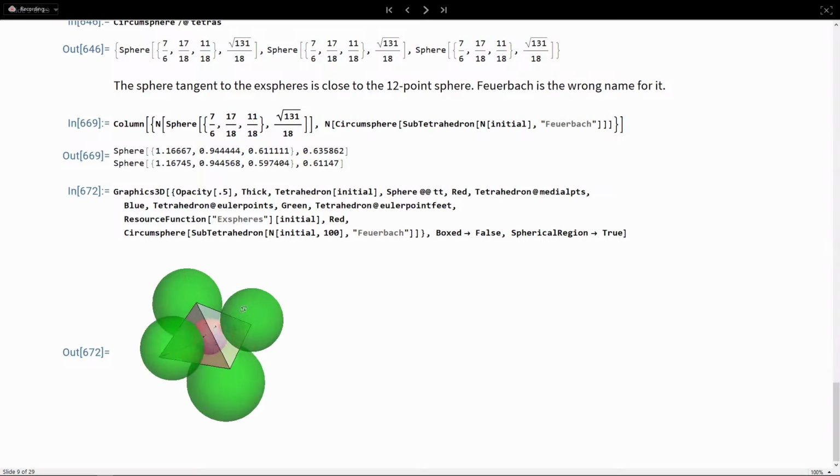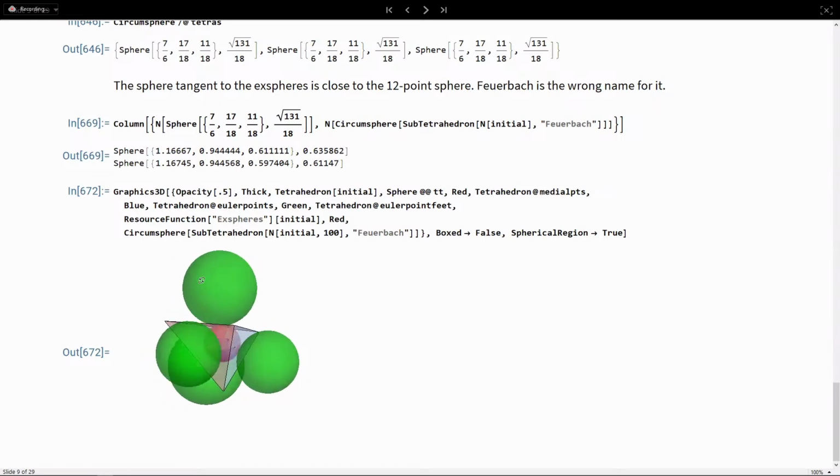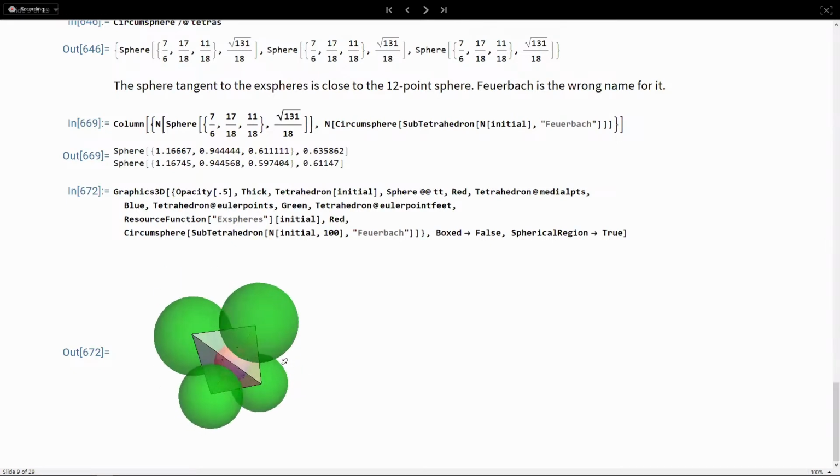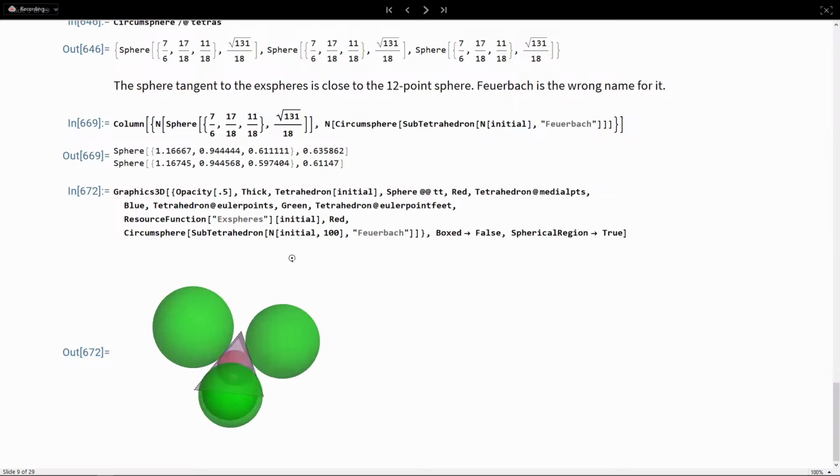But the tangency points in the subtetrahedron function, I call that the Feuerbach tetrahedron for now, until I come up with a better name for it. And these are in the center there, that's the sphere tangent to all the exspheres.